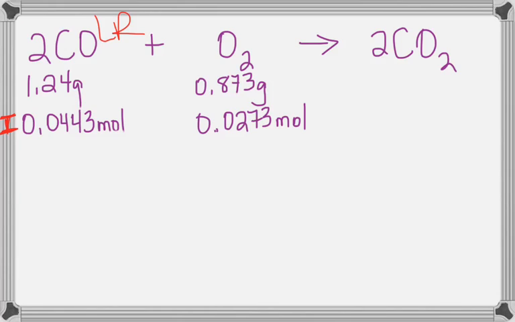an I. That I stands for initial. That's the number I got from the problem. I told you that. Then I'm going to draw a line. And I'm going to put an F down here. And the F stands for final. Okay, so my final amount.